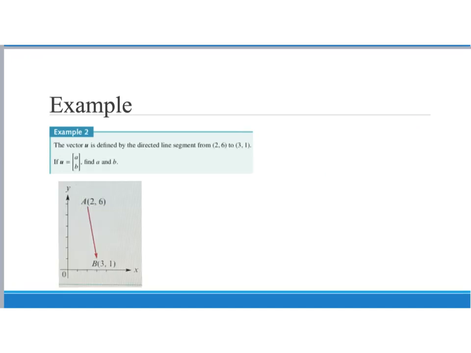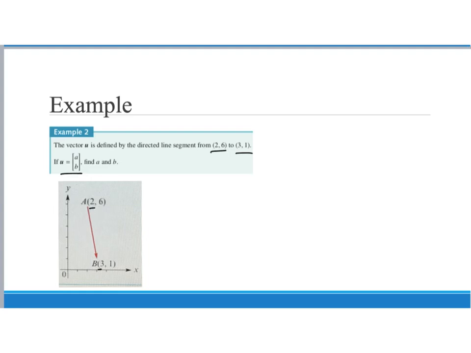Alright, so here's our next example. The vector u is defined by the directed line segment from 2, 6 to 3, 1. Find u where we've got A and B. So obviously we're starting at 2, 6 and we're ending at 3, 1.